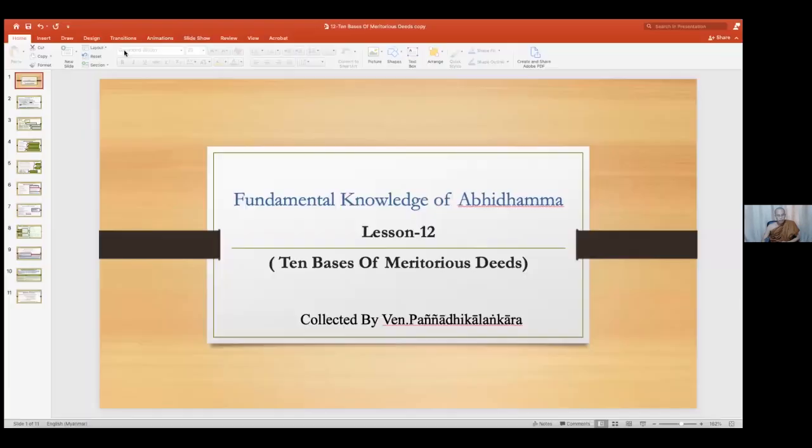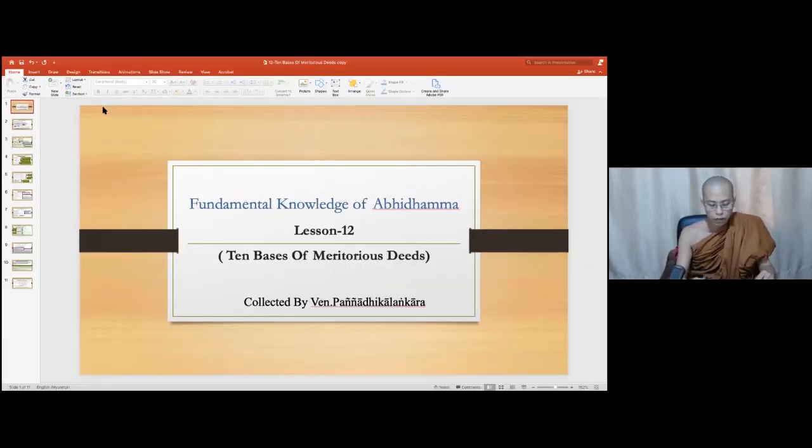This is Abhidhamma lesson 12, about the 10 bases of meritorious deeds. Before we study this lesson, I have to remind you it is closely connected to lesson 7 about the 10 unwholesome causes of action. After unwholesome consciousness, we studied the 10 unwholesome causes of action in order to relate the consciousness to the action.